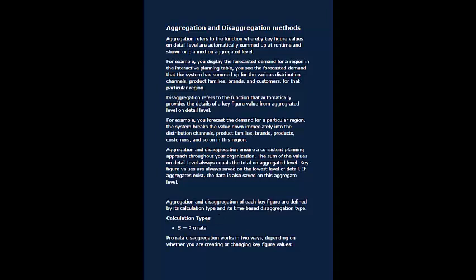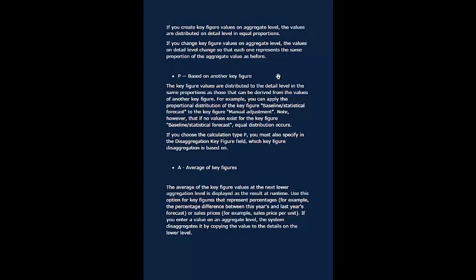So calculation type pro rata. Pro rata disaggregation works in two ways depending on whether you are creating or changing key figure values. If we create key figure values on aggregate level, the values are distributed on detail level in equal proportion. If we change key figure values on aggregate level, the values on detail level change so that each one represents the same proportion of aggregate value as before. And we can also have based on another key figure, average key figure.